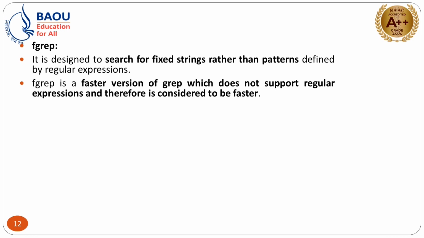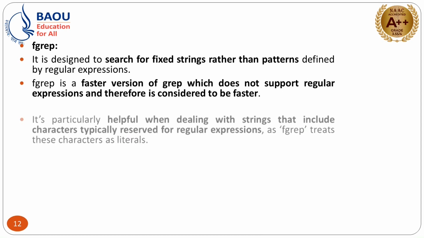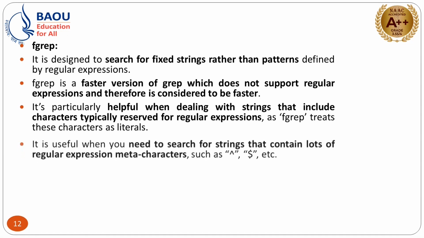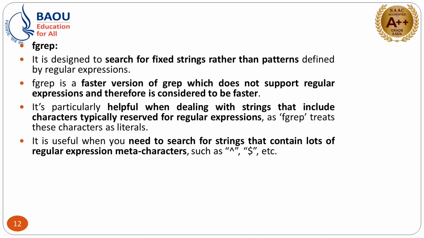But fgrep is specifically used if your file contains strings that include special symbols and you want to search for that string with those special symbols. In that case you use fgrep. So it is helpful with strings that include characters typically reserved for regular expressions. As we mentioned in our previous slide, the basic symbols like caret, dollar, asterisk, dot, then square brackets, are all special symbols or reserved characters that can be used to create patterns.